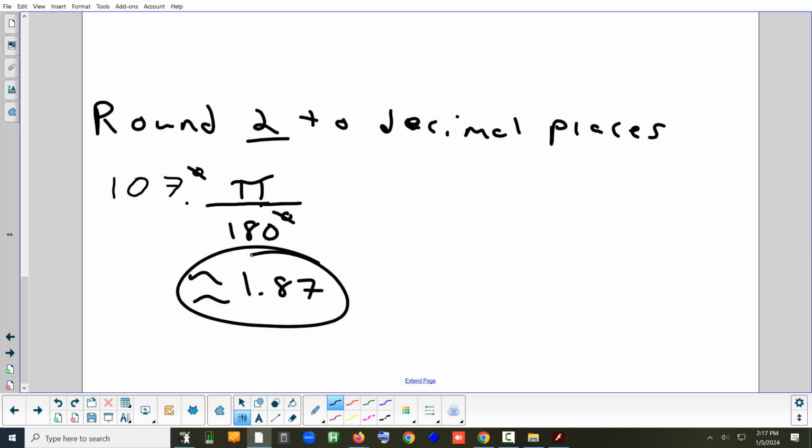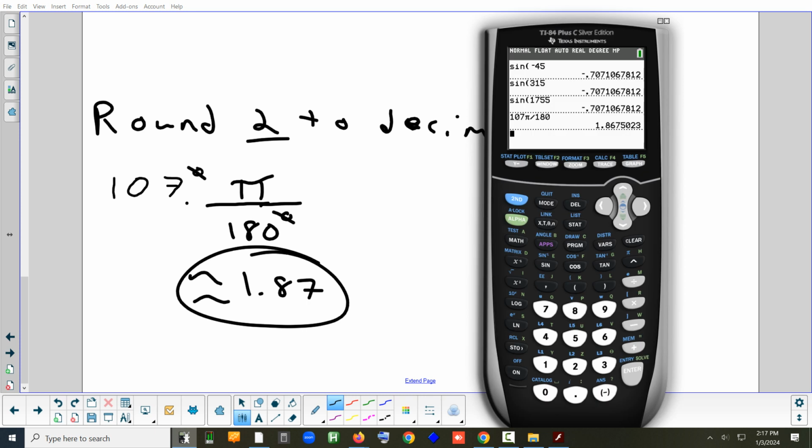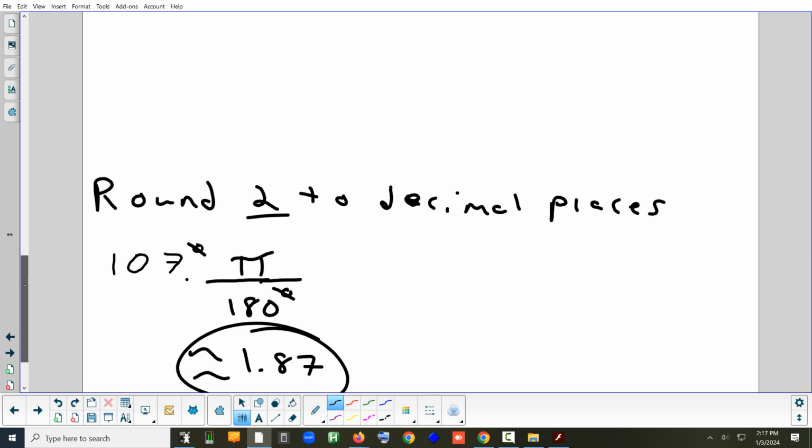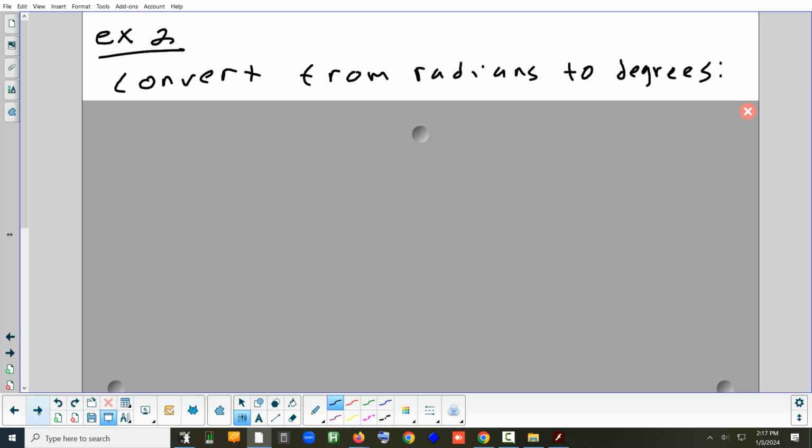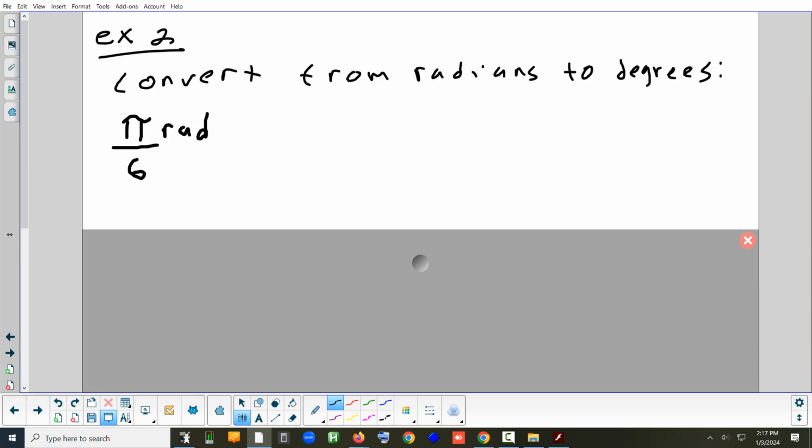How do you use the pi button on the calculator again? Pi button, you press second and then the up arrow for the exponent. Okay. Yep. All right, so that's degrees to radians. Let's try a couple radians to degrees.